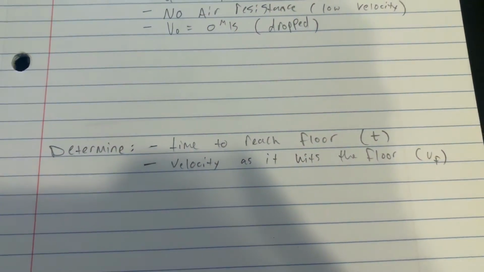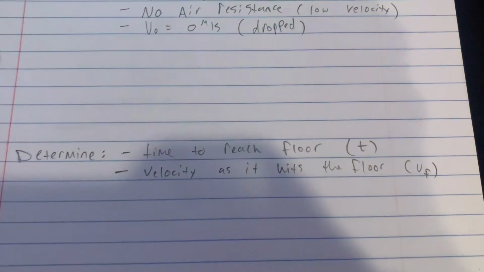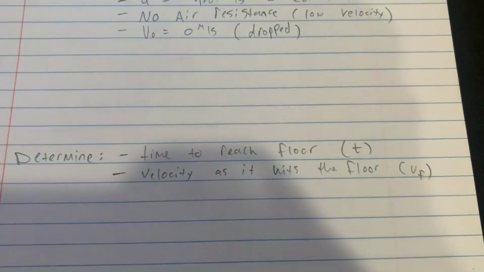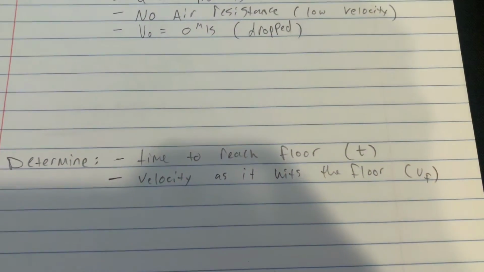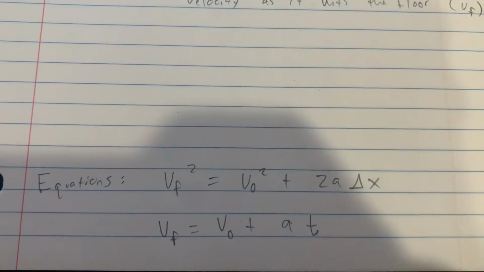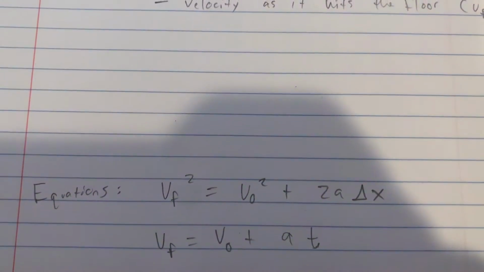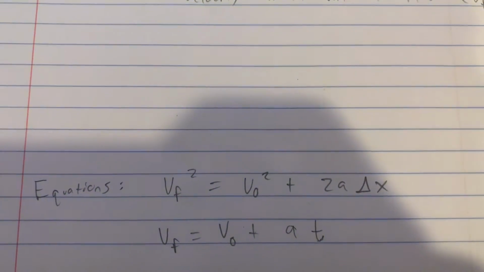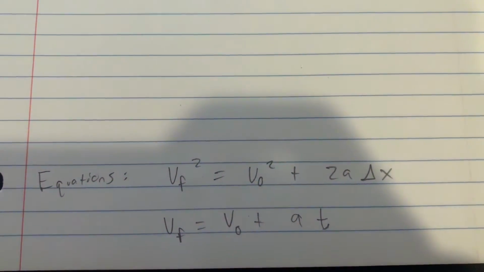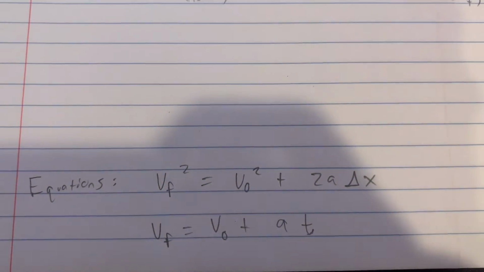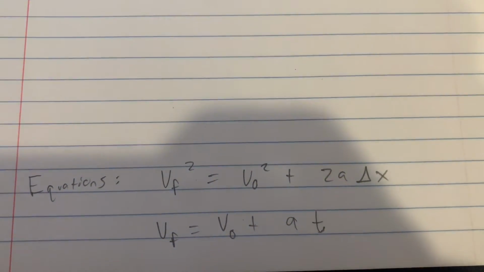We will be determining the time that it takes for this wallet to reach the floor and the velocity as it hits the floor, or the final velocity. The equations that I'm going to use to do this are these two kinematic equations: Vf squared is equal to v naught squared plus 2a delta x, and Vf equals v naught plus at.